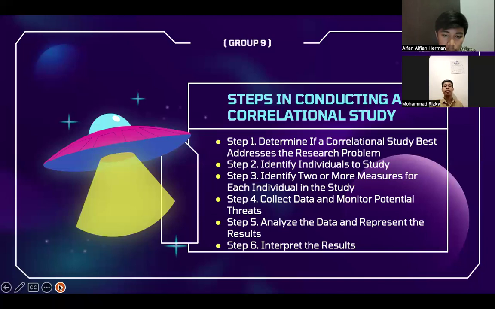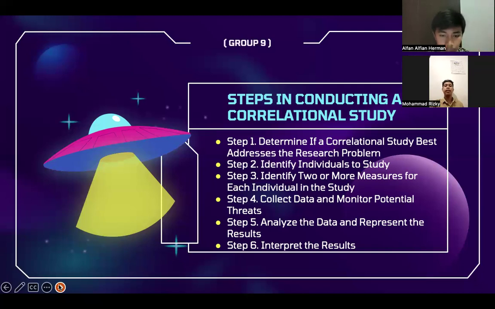And the third step is to identify two or more measures for each individual in the study. In step 3 of conducting a correlational study, researchers need to identify two or more measures for each individual in the study. This involves selecting instruments that measure the variables of interest and ensuring that these instruments have proven validity and reliability. And the fourth step is collect data and monitor potential threats.